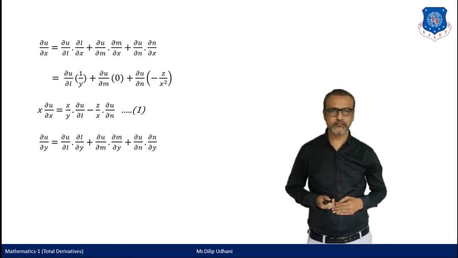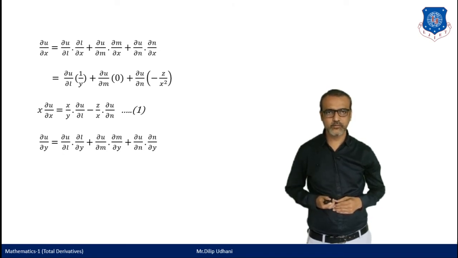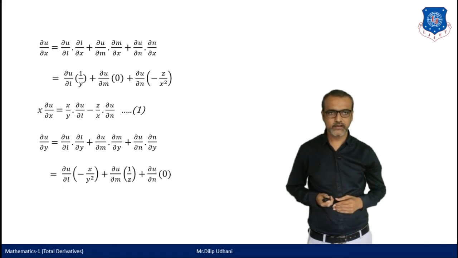Now similarly we will find ∂u/∂y. So according to the formula, it is ∂u/∂l into ∂l/∂y plus ∂u/∂m into ∂m/∂y plus ∂u/∂n into ∂n/∂y. So ∂u/∂l, ∂u/∂m and ∂u/∂n will be as they are.